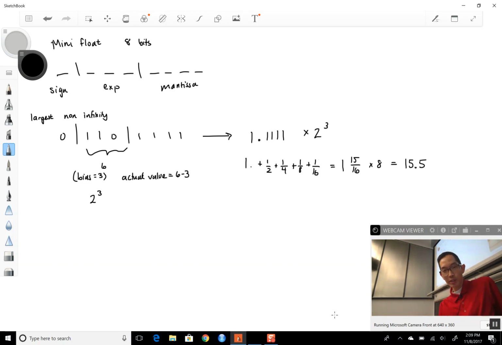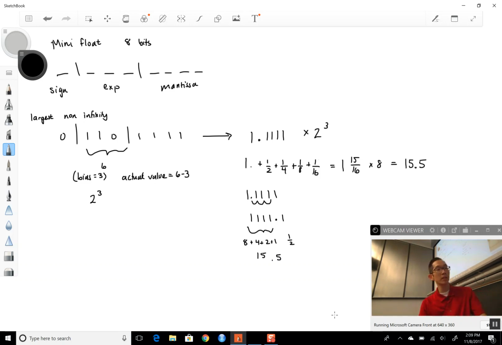Another way of doing this, instead of all of these fractions, which my students pointed out in office hours: because it's 2 to the 3, we could just move the binary point over 3 spaces, and I have 111.1. This becomes 8 plus 4 plus 2 plus 1, 15, and this is 1/2, so we have 15.5 that way as well. Okay, so we have all of this.